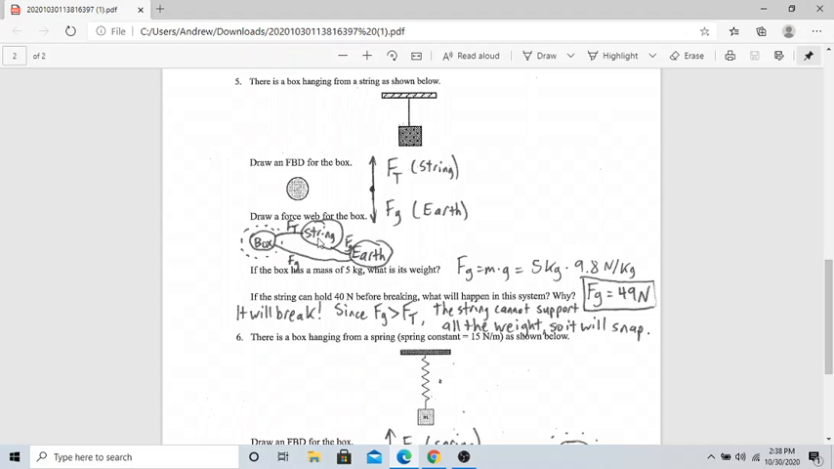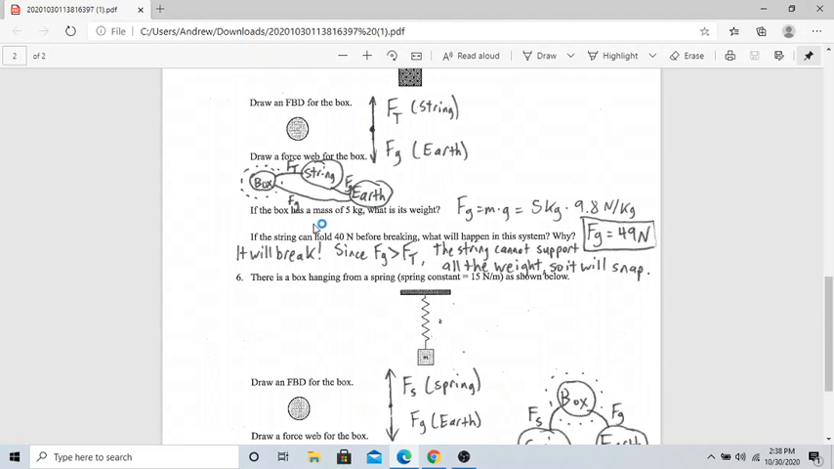By doing that, we can clearly see, look at our FBD, there's two forces. Look at our force web, two lines going into it. So those should match to make sense here. Next, I asked you to calculate, if the box has a mass of 5 kilograms, what is its weight? Going back to what we did above, you just start by writing out the formula for FG. FG equals M times G.